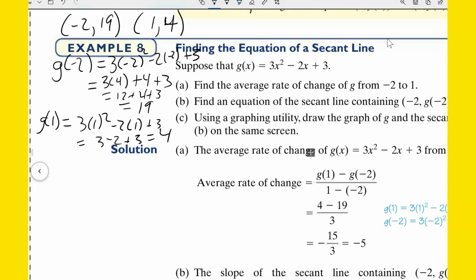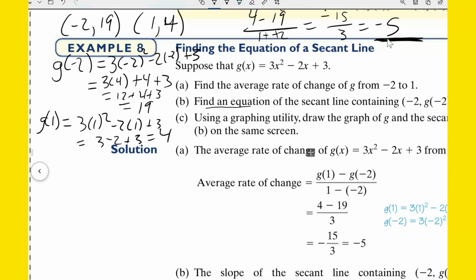So I'm going to do 4 minus 19 over 1 minus -2. 4 minus 19, that's -15, and 1 minus -2 becomes 1 plus 2, which is 3, so -15 over 3 is -5. So this is the slope of the secant line that goes between these 2 points on the curve.